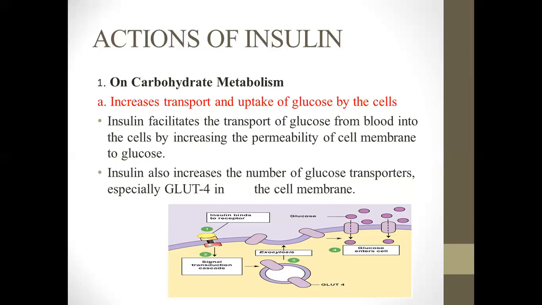In this diagram, you can see that when insulin attaches to the receptor, it causes a signal transduction cascade, and this causes GLUT4 exocytosis. That means it will be exported to the cell membrane, and when it is, the glucose channel will open here. When the glucose transporters increase in number in the cell membrane, glucose uptake increases.